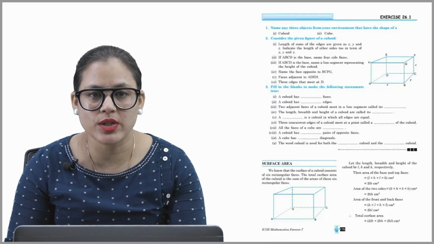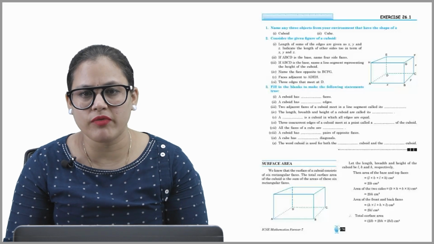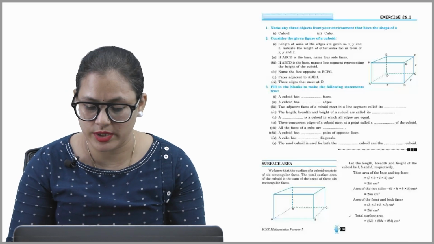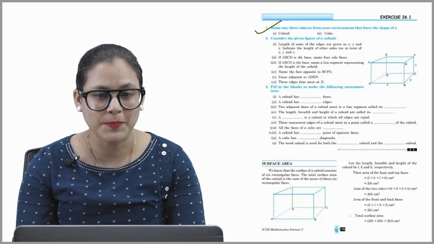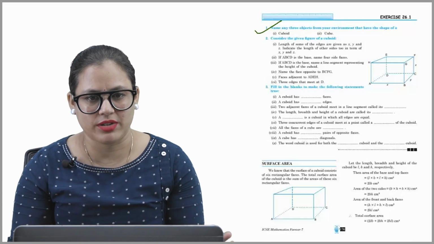Exercise 26.1: name any 3 objects from your environment that have the shape of a cuboid or cube. Students, you will do it yourself. You can name any object.